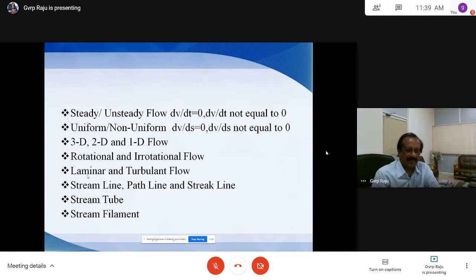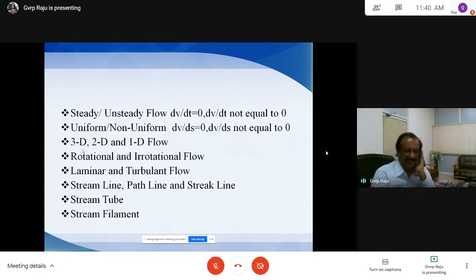Then what is rotational and irrotational flow? Rotational flow: a flow is said to be rotational if it rotates about its mass center while moving in the direction of flow. While the fluid is moving, when it rotates about its mass center, you can say it is rotational flow.